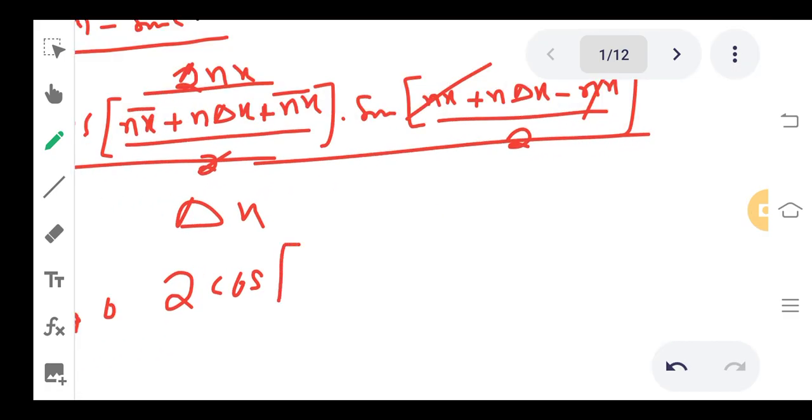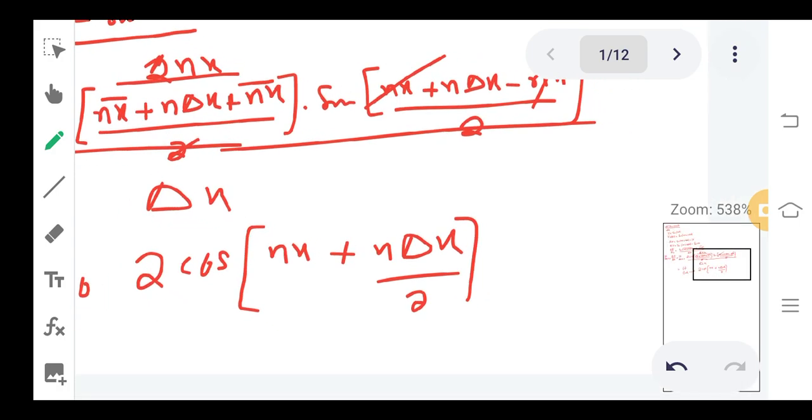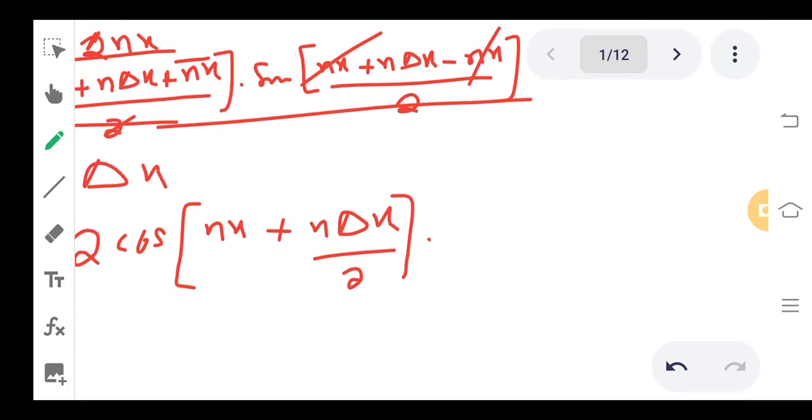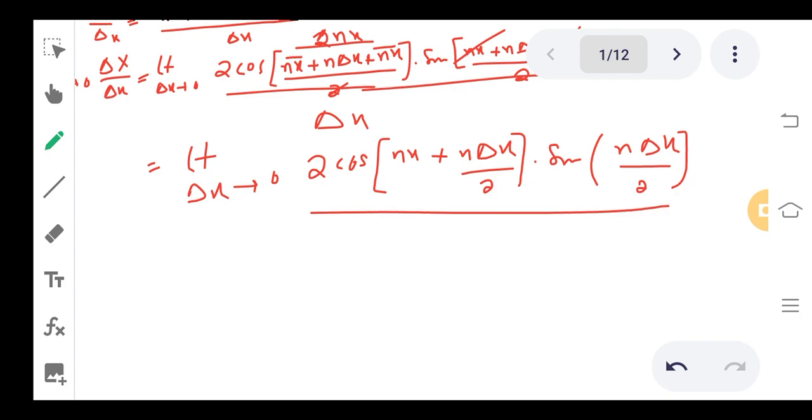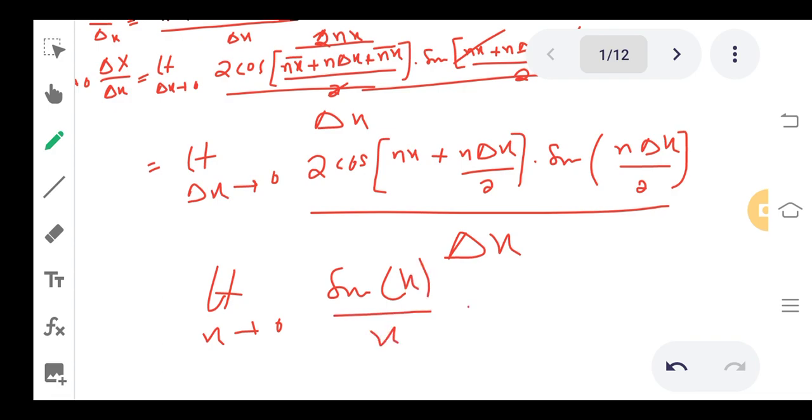of (nx plus n delta x) over 2. Okay. And here will be the sine of n delta x over 2, over the delta x. We know that the limit as x tends to 0 of sin x over x is equal to 1. So we can write the above term like this.